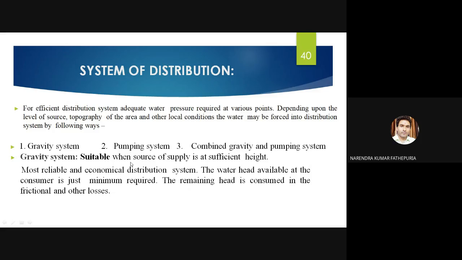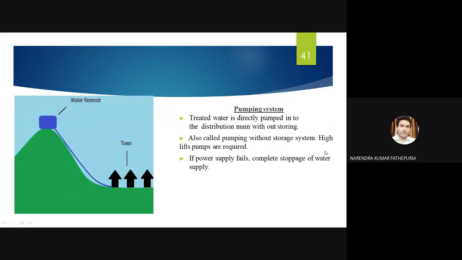Gravity and pumping. Gravity is suitable when the source of supply is at sufficient height, and it is more reliable and economical. Few pumping stations are required, so the pumping and energy cost will not be high. The water head available at the consumer is just the minimum required. The remaining head is consumed in friction as well as other losses.